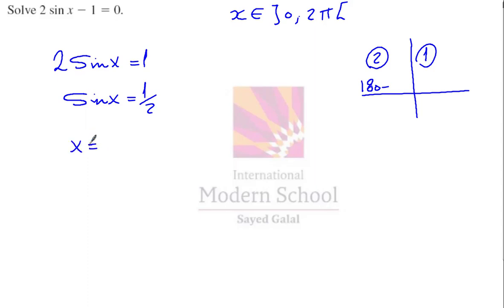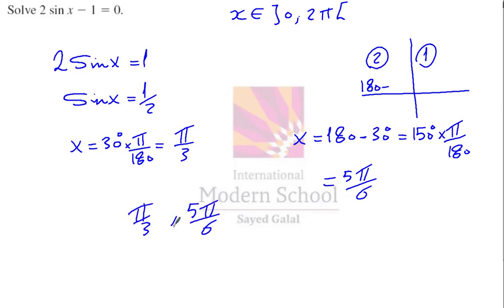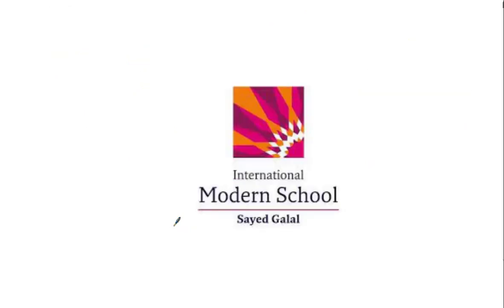Then x equals 30 degrees. Times pi over 180 equals pi over 6, the first solution. For x in the second quadrant: 180 minus 30 equals 150, times pi over 180, then equals 5 pi over 6. Then the solutions are pi over 6 and 5 pi over 6. Okay, goodbye.